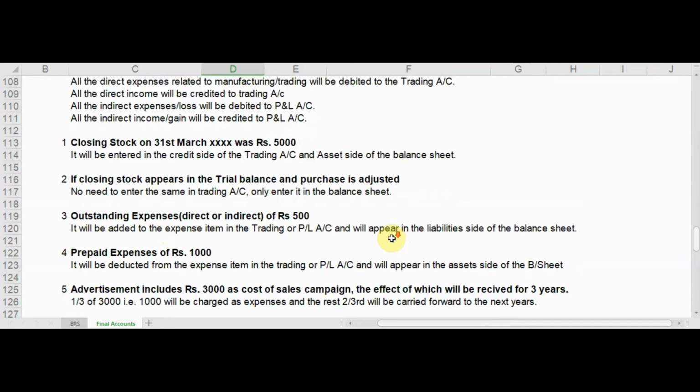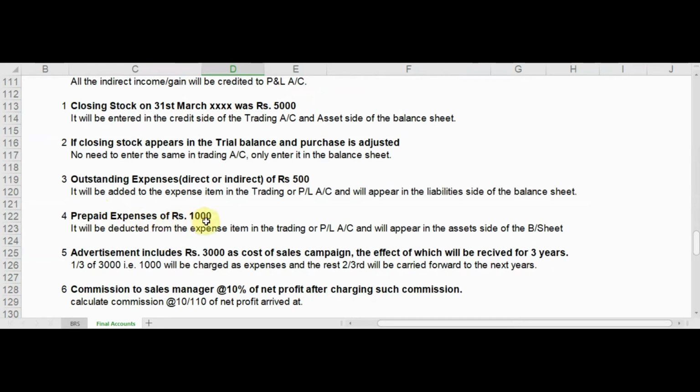Next, outstanding expenses, direct or indirect, rupees 500. It will be added to the expense item in the trading account for direct expense or PL account for indirect expense, and will appear on the liability side of the balance sheet as outstanding expense. Next, prepaid expenses of rupees 1000. It will be deducted from the expense item in the trading account or PL account as the case may be, whether it is direct expense or indirect expense, and will appear on the asset side of the balance sheet.